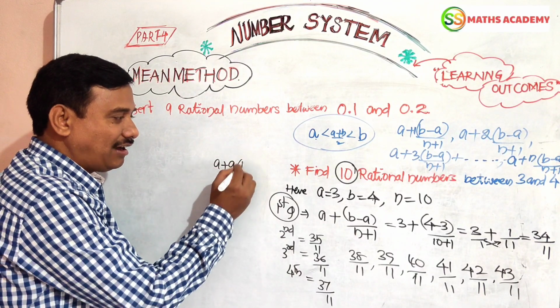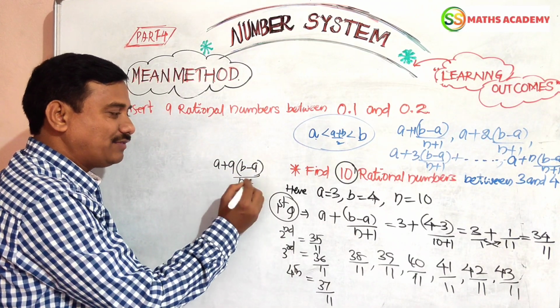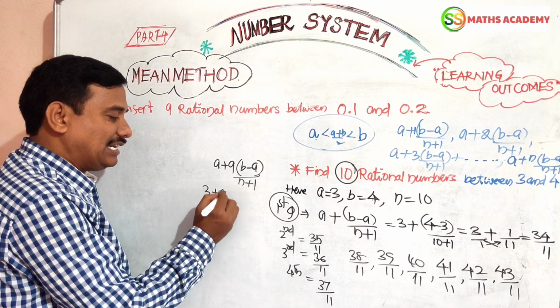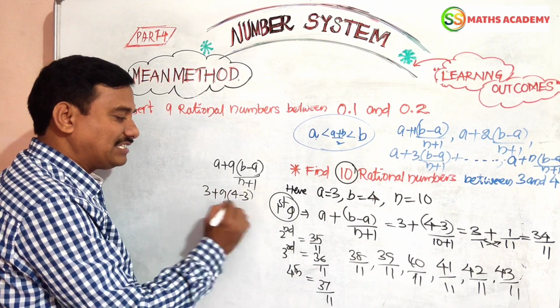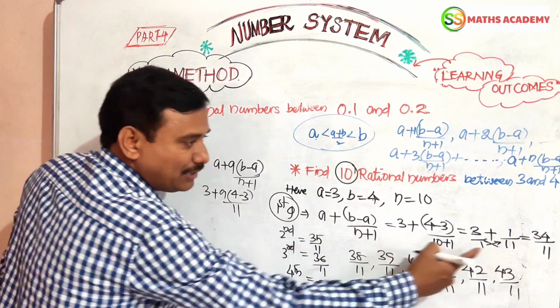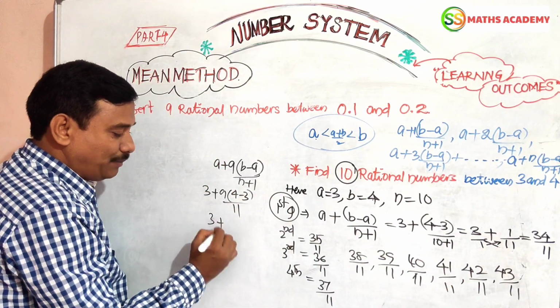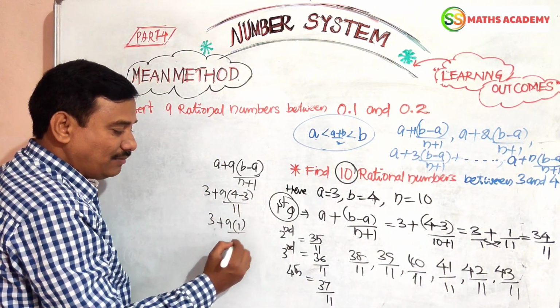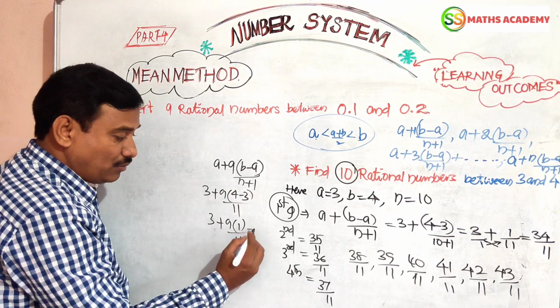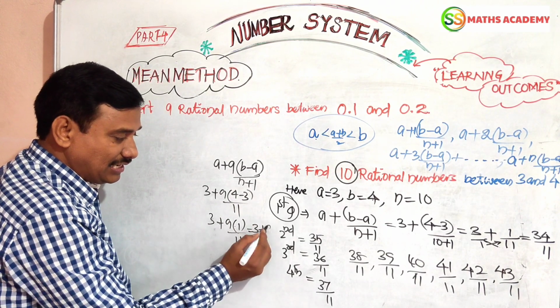9 times (b minus a) by (n plus 1), added to a. The value of a is 3, b minus a is 4 minus 3, and n plus 1 is 11. So here, 3 plus 9 times (4 minus 3) by 11, that is 3 plus 9 by 11.